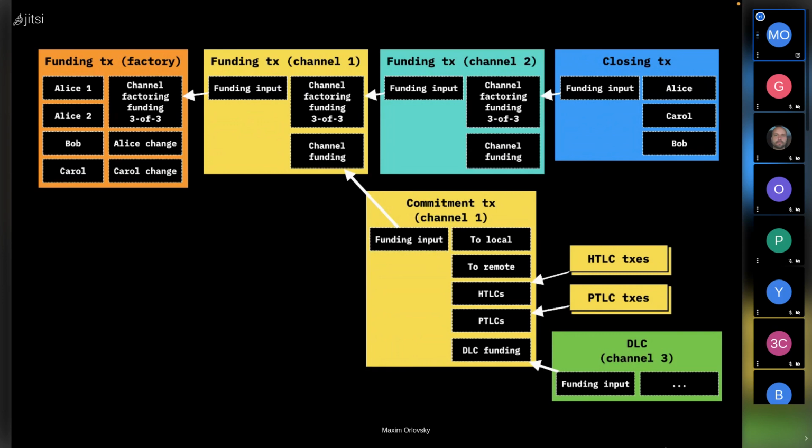And here, at the end of the day, what we have is, in fact, 4 channels. The channel factory, channel 0, 3 normal Lightning channels, and a DLC channel on top of a Lightning channel. So that's the stuff we would like to allow to be done with Bifrost.